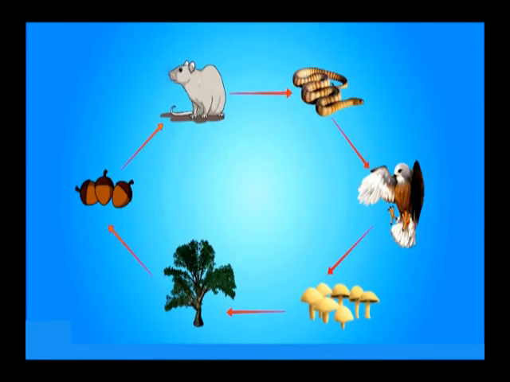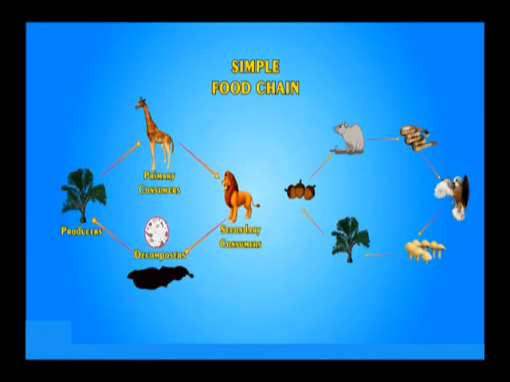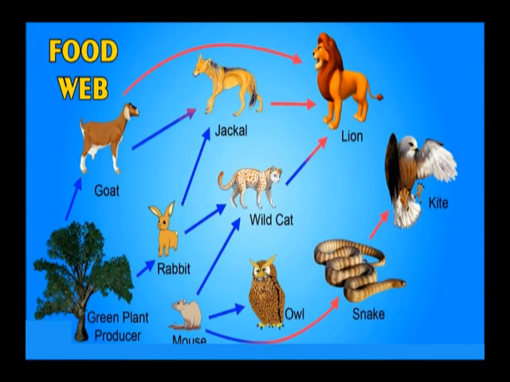Now let's see another food chain. Here, the rat eats the fruits from the tree and the snake eats the rat. The eagle eats the snake. It dies and it decomposes into nutrients which the plants use to produce fruits. These two food chains are simple ones because they have one producer, one primary consumer, and one secondary consumer. In reality, however, life is not that simple, so we have food webs instead.